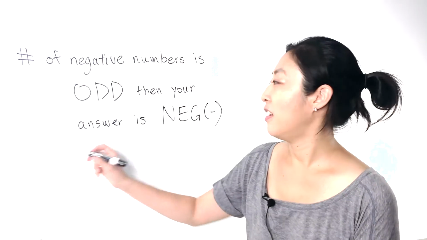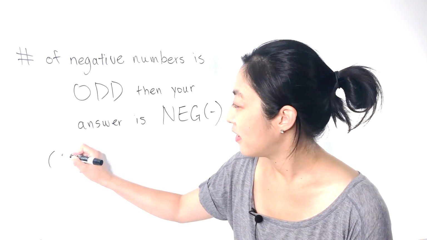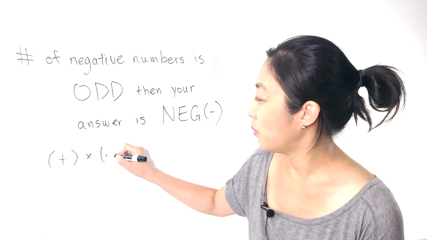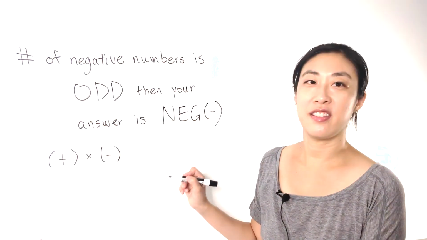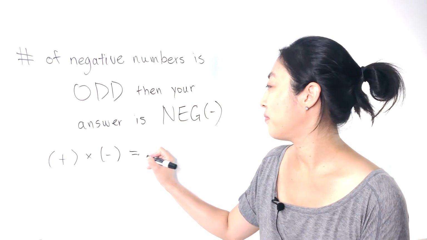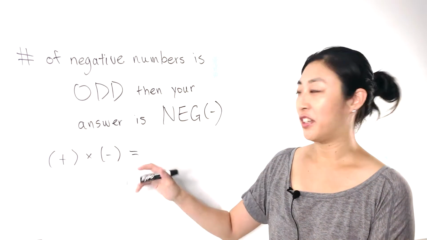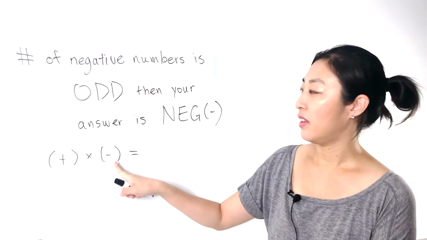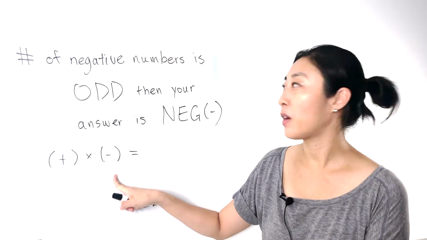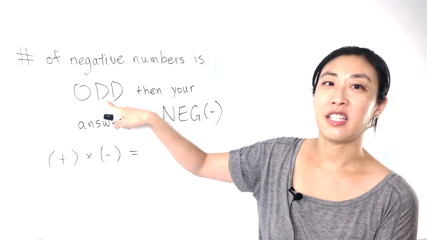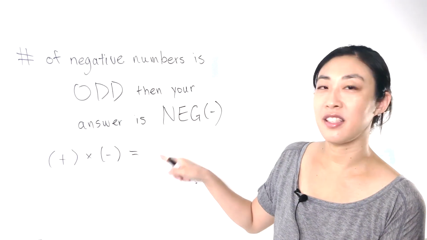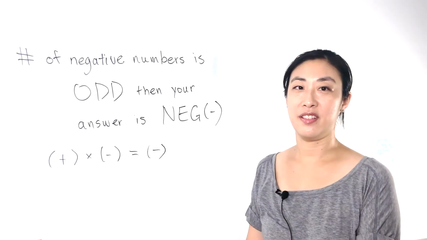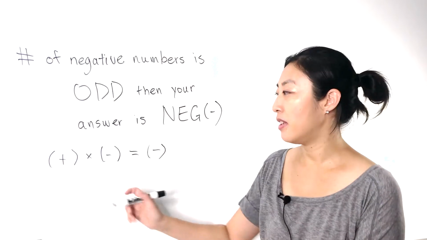Imagine that your first number is positive, and then you multiply by a number that's negative. You look, there's one positive number and one negative number. Since there's only one negative number, that's an odd number, which means your answer is negative. So it can come in many combinations.